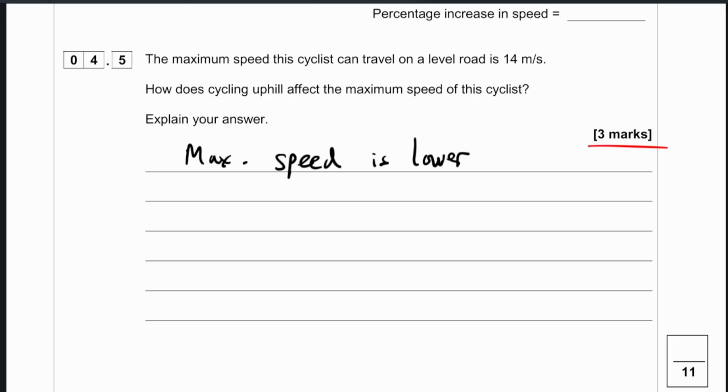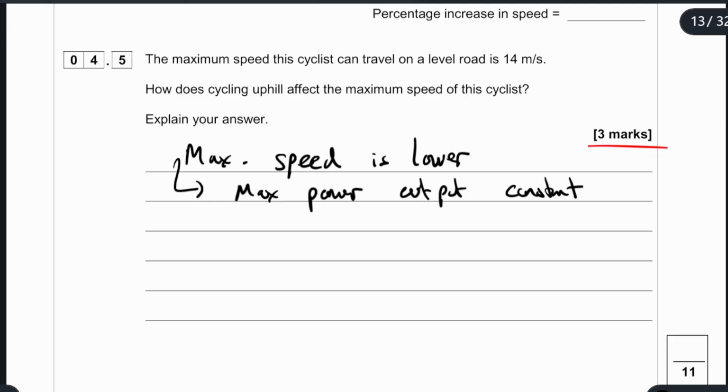But why is the maximum speed lower? Well, the maximum power output is going to be the same, right? The maximum power output is constant. The cyclist can't increase his maximum power output, but the actual work done against gravity is now a lot higher. So essentially we have an increased work done against gravity.